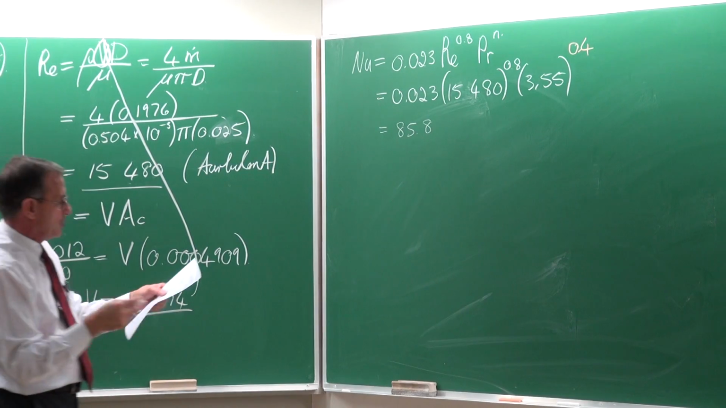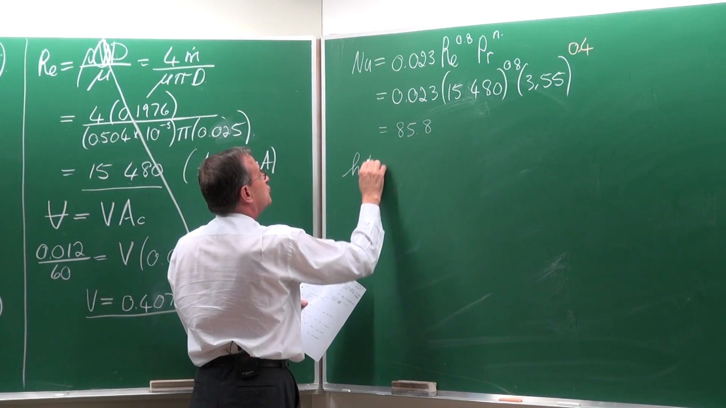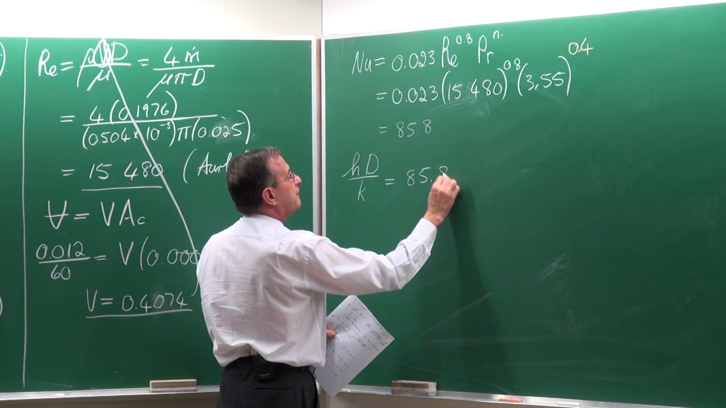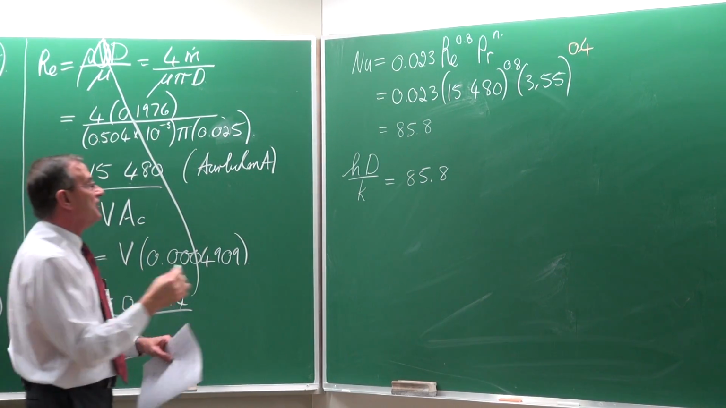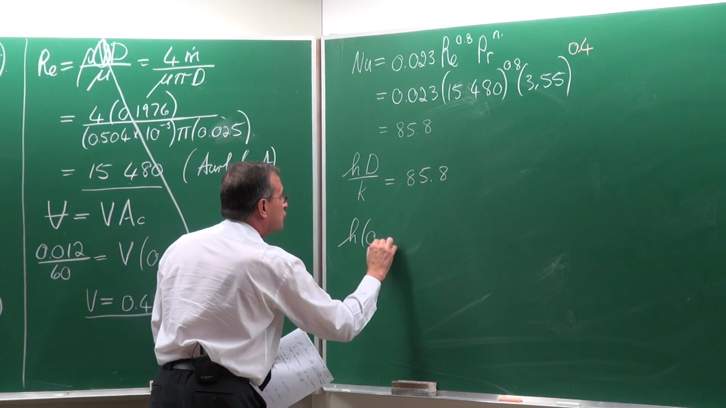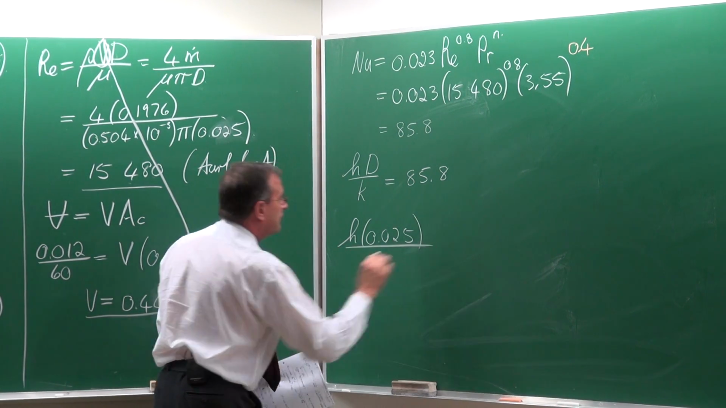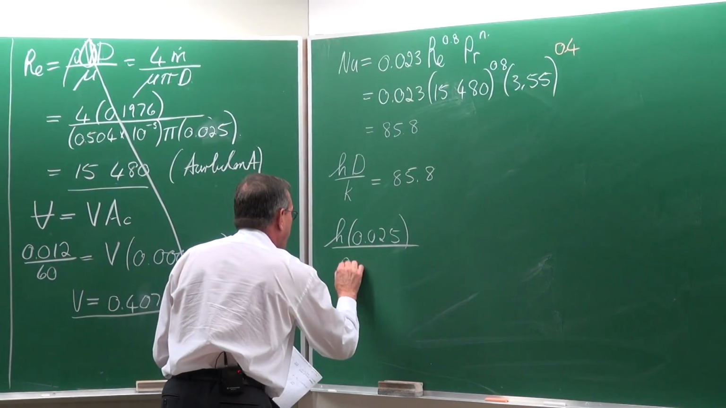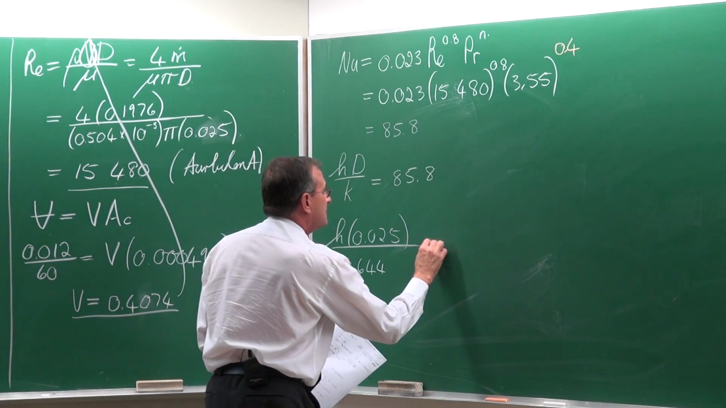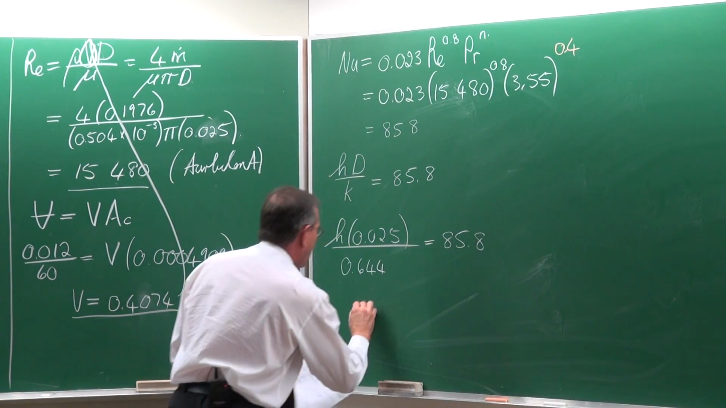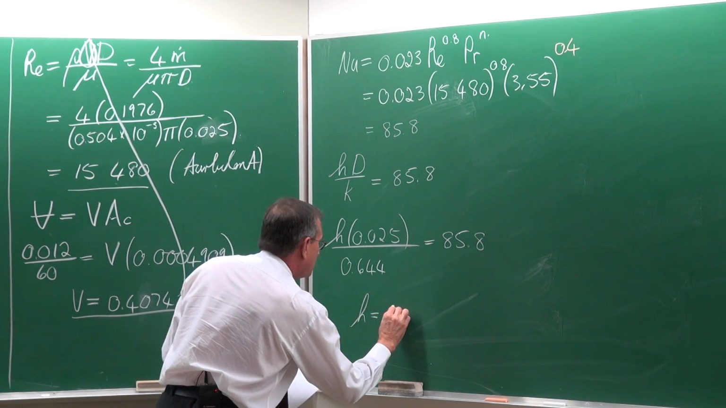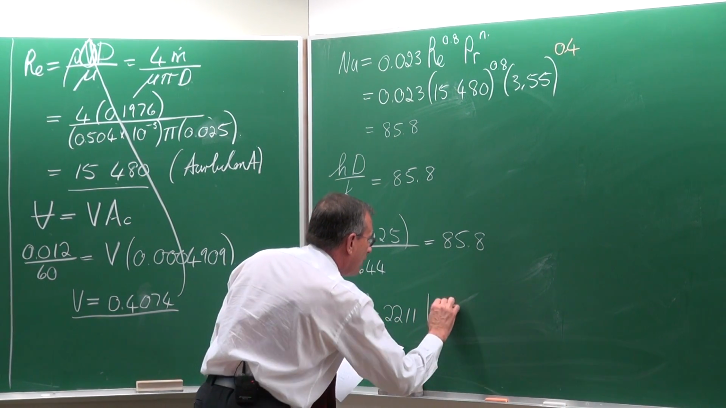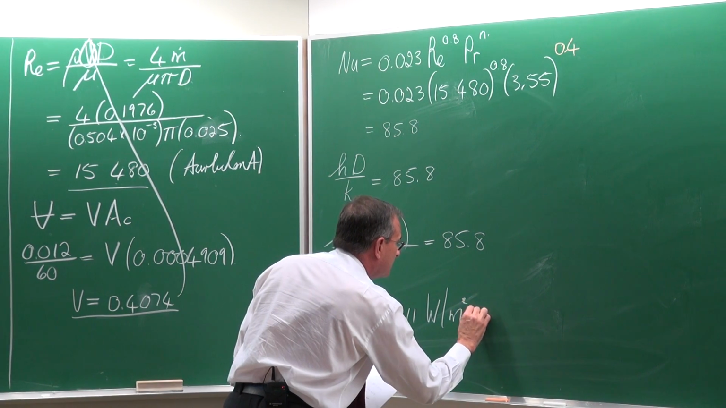The Nusselt number is equal to the heat transfer coefficient multiplied by the diameter divided by K. It's 85.8. The heat transfer coefficient is what we need. The tube diameter is equal to 25 millimeters, divided by the thermal conductivity, which is equal to 0.644, is equal to 85.8, and that gives us a heat transfer coefficient of 2,211 watts per square meter degree Celsius.